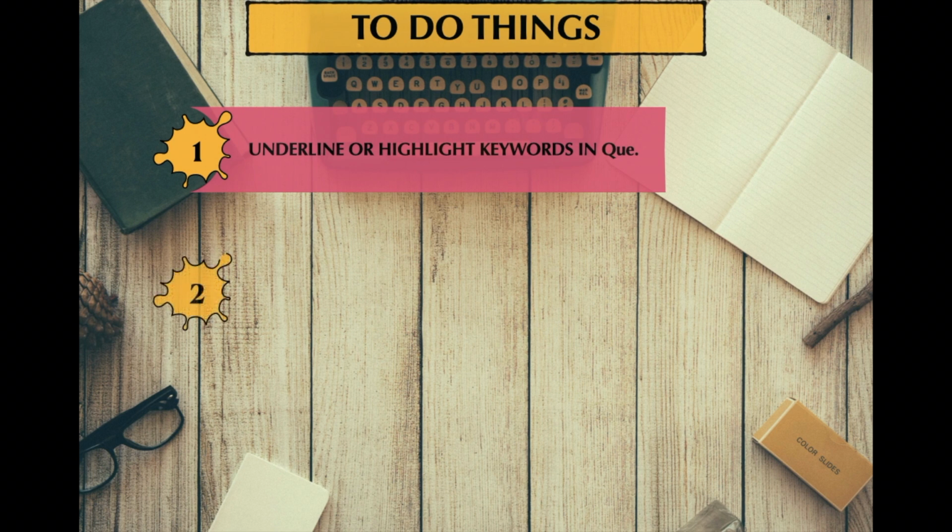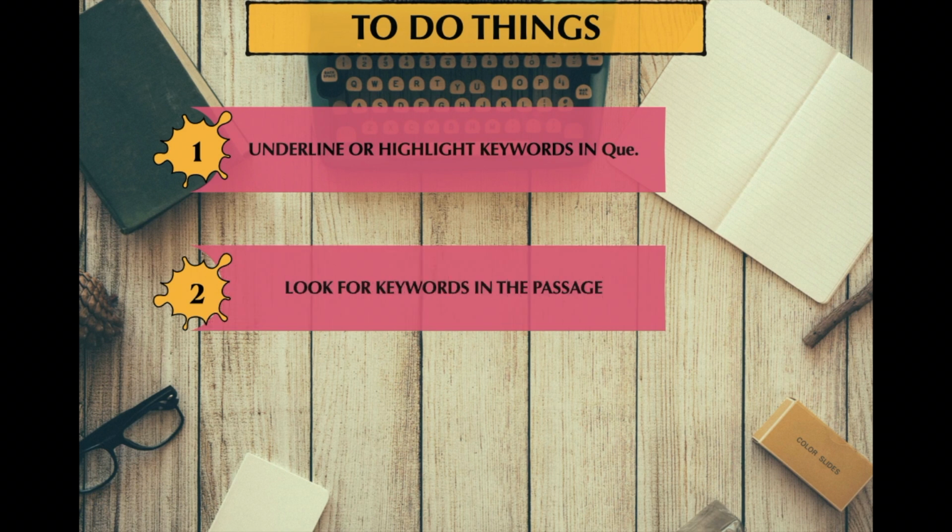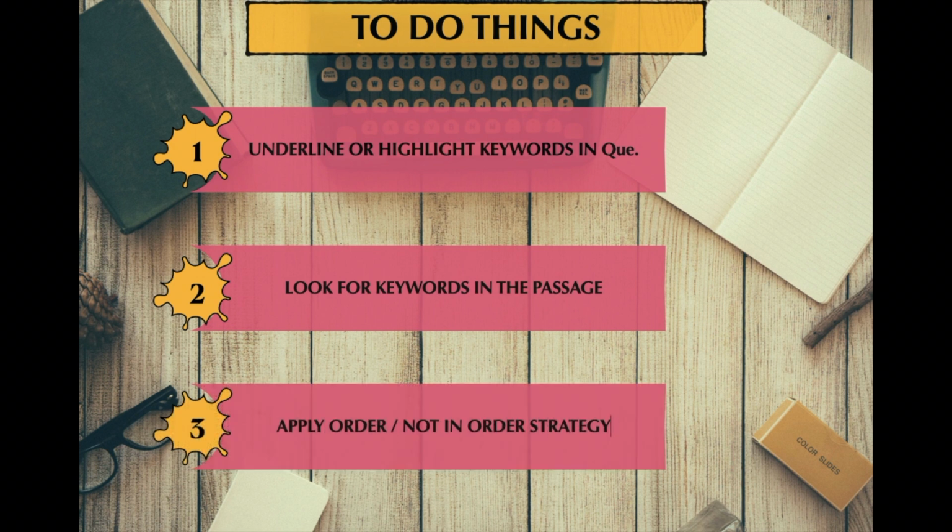Then the next thing is to look for the keyword in the passage. You have to look for the specific keyword that you have underlined in the passage. It is very important to know where your keyword lies, and this can save a lot of time. While doing these two things, you also need to keep in mind that the order and not in order strategy needs to be applied every now and then, because the question types can be in order and not in order. So you must have an idea which questions and which answers will be in order and where to look and when to look. The strategy application will be discussed in the upcoming videos, so stay tuned for that.